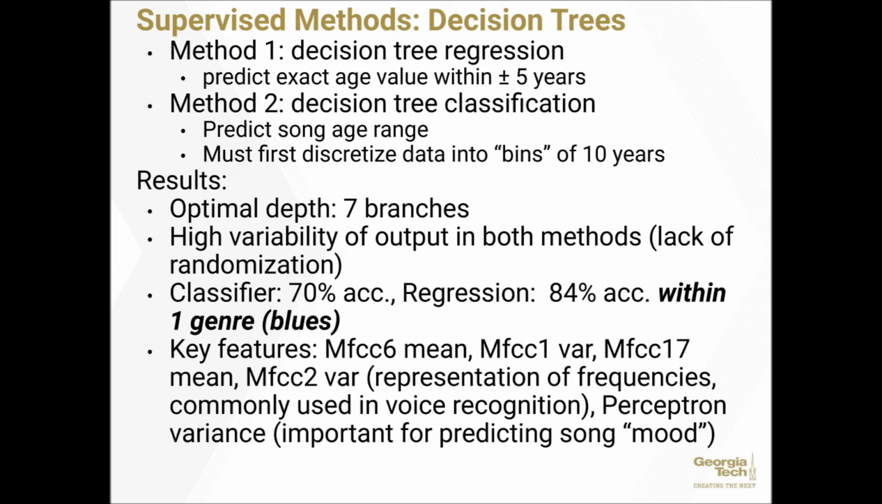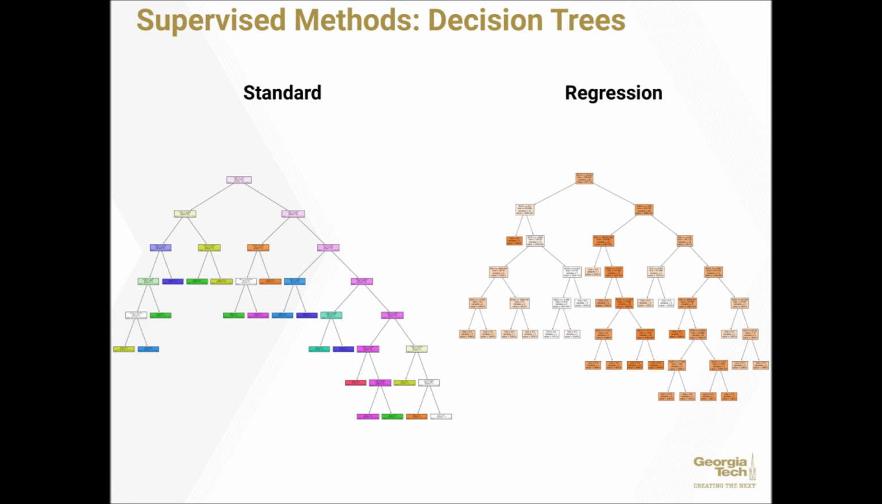Some key features were the Mel frequency spectrum parameters, which are a representation of frequencies that are commonly used in voice recognition, as well as the perceptron variance, which is an important parameter for predicting song mood. Here are depictions of the decision trees from each method. Next, to add randomization, we used a random forest.